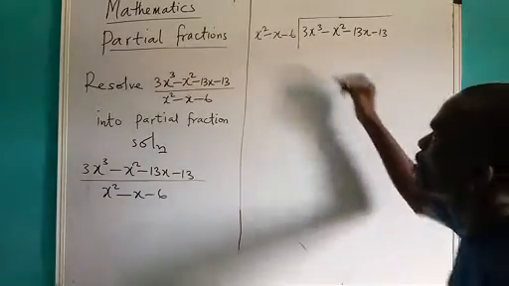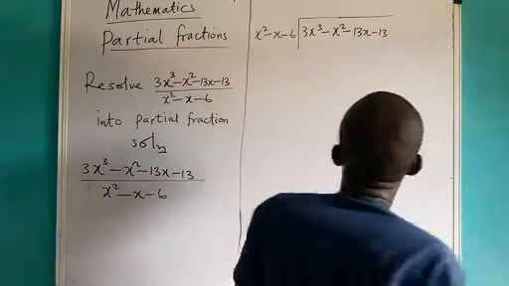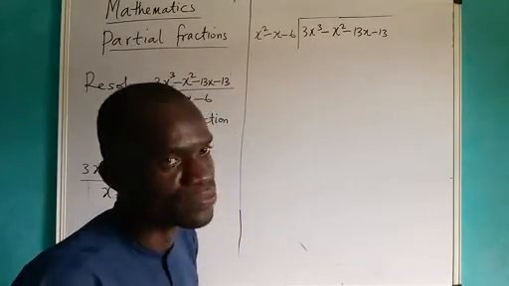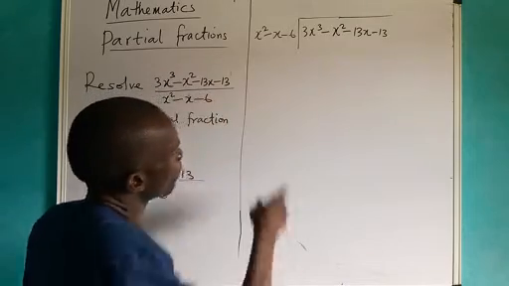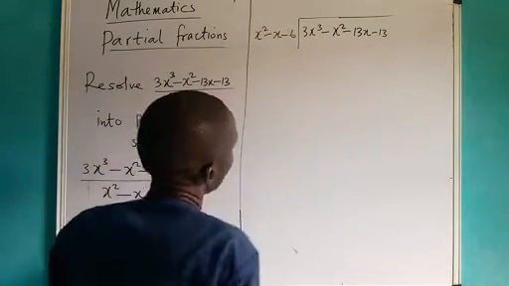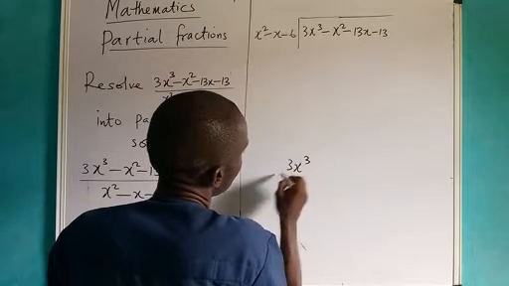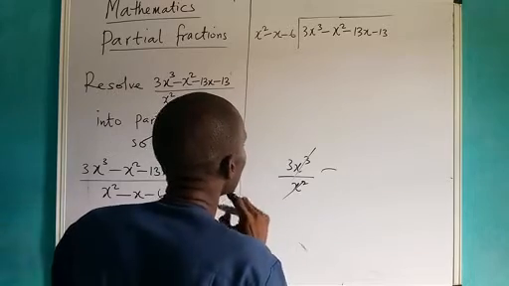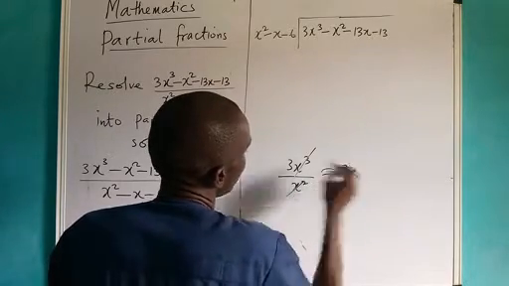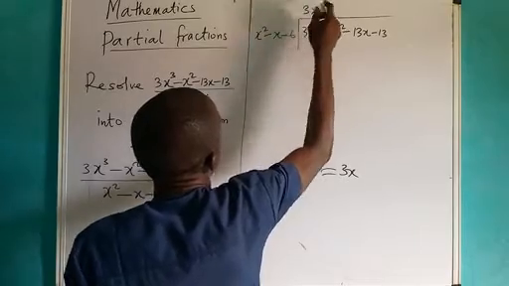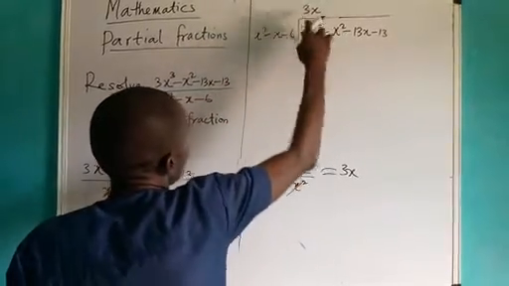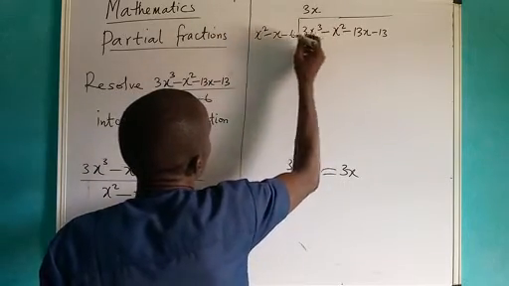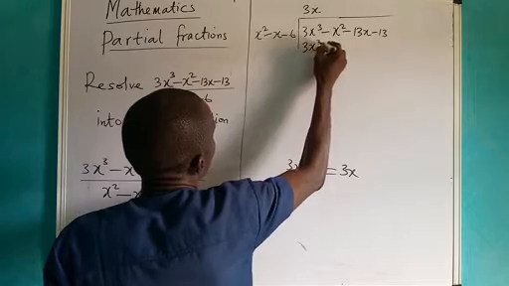Solving this, what can we do? We use the highest power of s here to divide the highest power of s here. As you see, 3s to the power 3 divided by s squared, this will cancel two of these, and we are going to have 3s. Now use the 3s to multiply everything you have here. 3s times s squared is going to be 3s to the power 3.